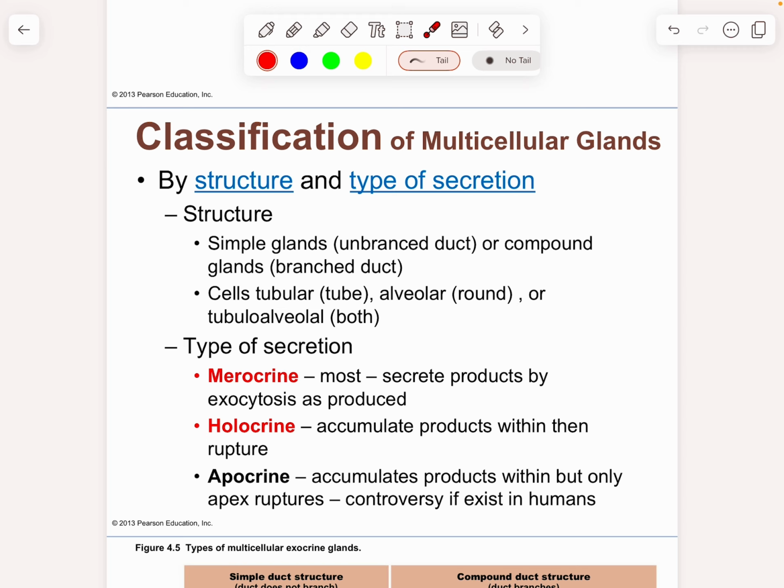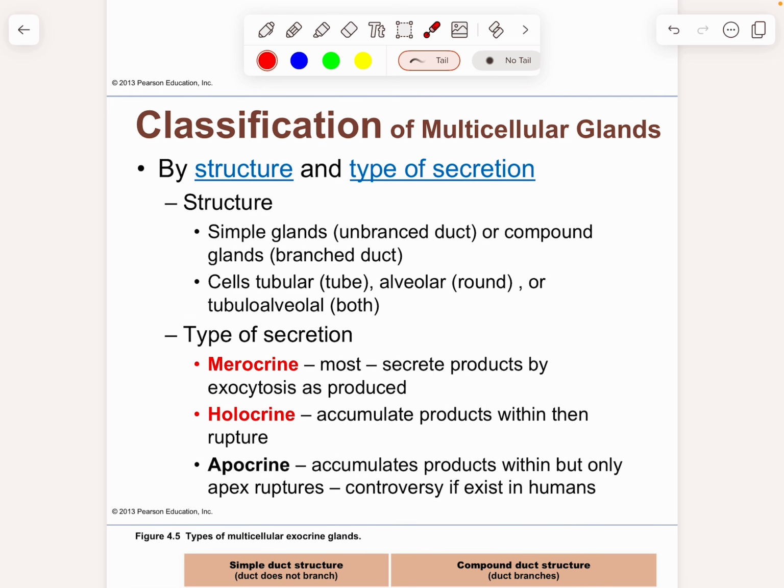So they have merocrine, holocrine, and apocrine. Merocrine glands secrete products by exocytosis, as they're made. The holocrine glands are accumulating products within them, so they fill up and then they rupture or burst, releasing those products. And then the apocrine glands will accumulate products, but only a part of it will actually rupture. And there is some controversy if humans actually even have these. So we're going to focus on the merocrine and the holocrine and not so much the apocrine.